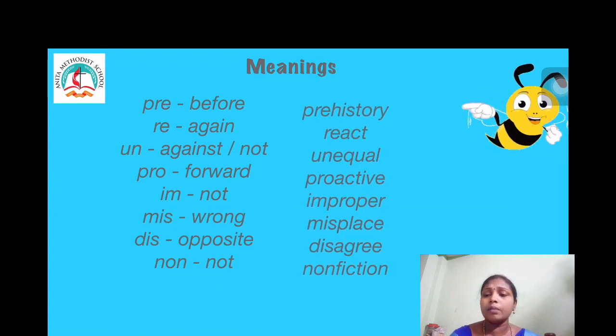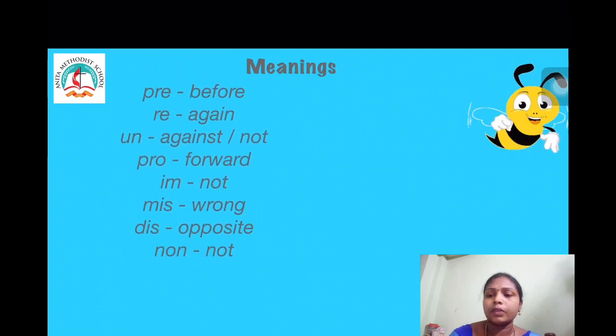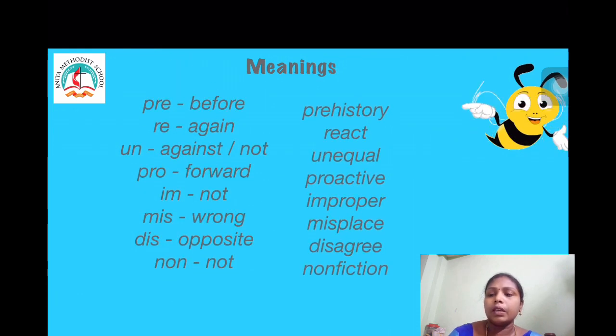Okay. I have also given you an example for these words. Okay, can you see pre? What is the example for pre? Prehistory. History is the root word. I have added the prefix pre here, so it makes prehistory. Again the second one, act is a root word. I have added prefix re, so it makes react.